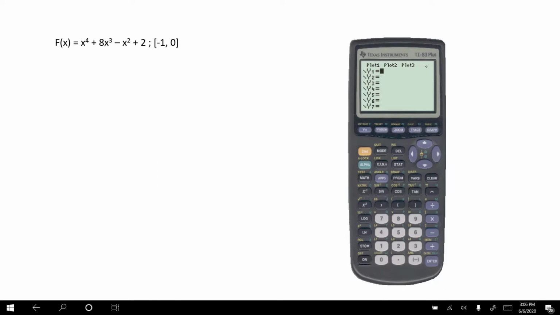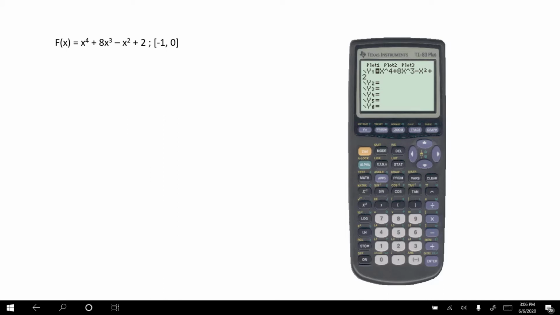of your graphing. And now I'm going to type in x to the power of 4 plus 8 x to the power of 3 minus, remember, hit the minus key, not the negative key, x squared, and then finally plus 2.